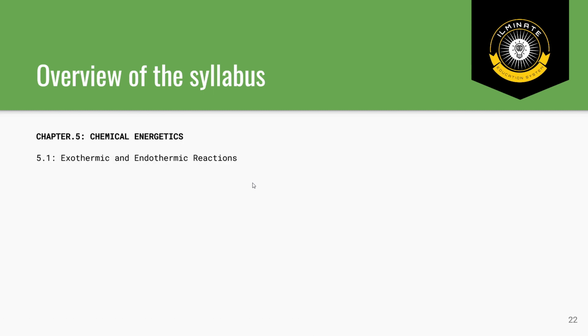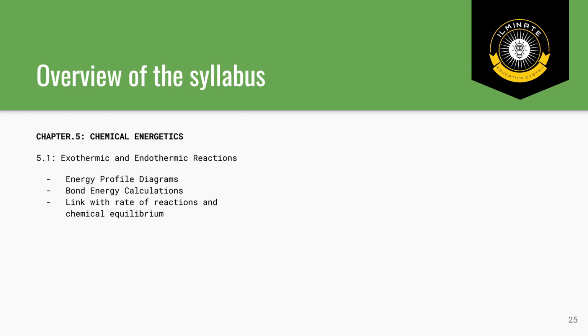Then we have chemical energetics as chapter number 5. We have exothermic and endothermic reactions, in which we have energy profile diagrams and bond energy calculations, and we will link that with the rate of reaction and chemical equilibrium. So basically in this chapter, we'll be learning how energies in chemicals, the thermal energy and the internal energy of the chemicals, affect the way they react with each other.